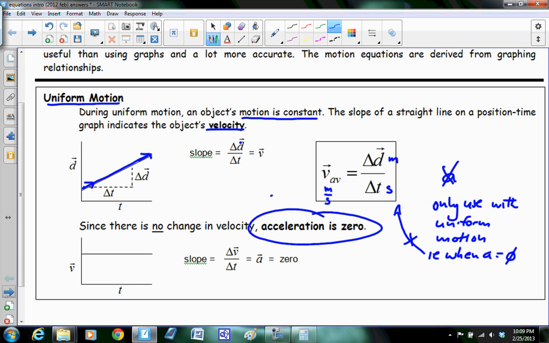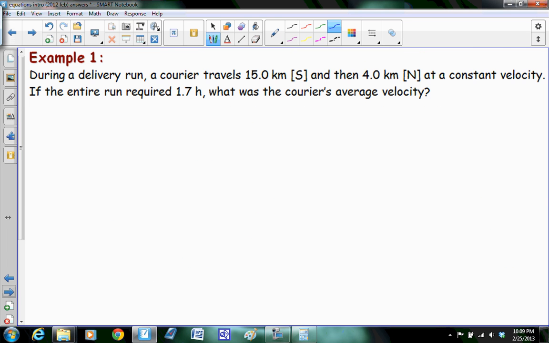So let's look at an example of using this particular equation. In this case, we've got a courier that's traveling 15 kilometers south, 4 kilometers north, at a constant velocity, and the entire run required 1.7 hours. So I've got my time. And it looks like I've got 2 displacements because I traveled south and then I traveled north. So I'm going to number these, 1 and 2.